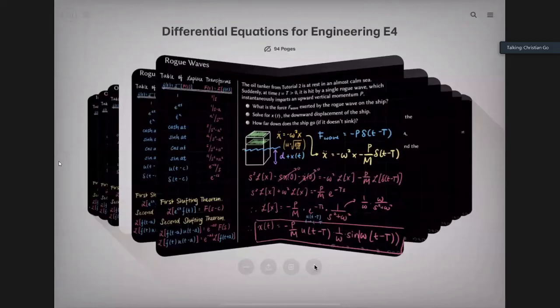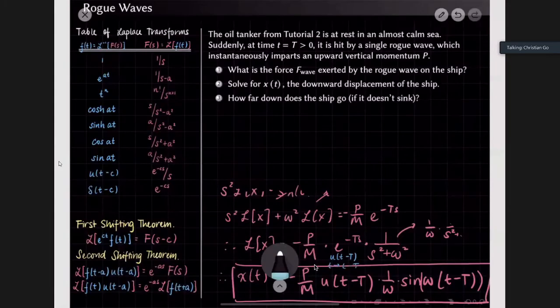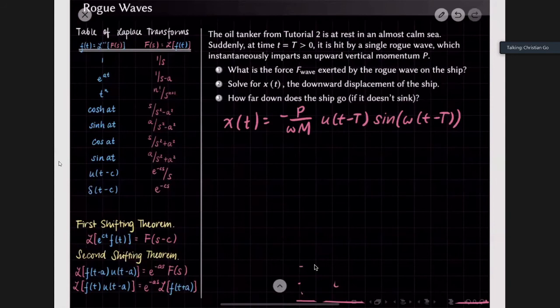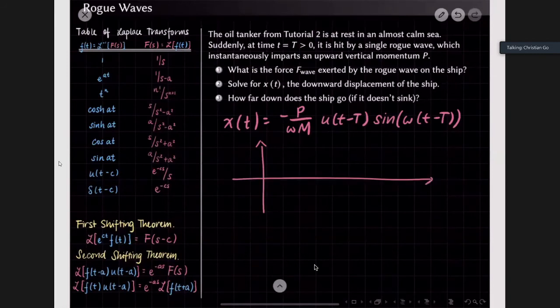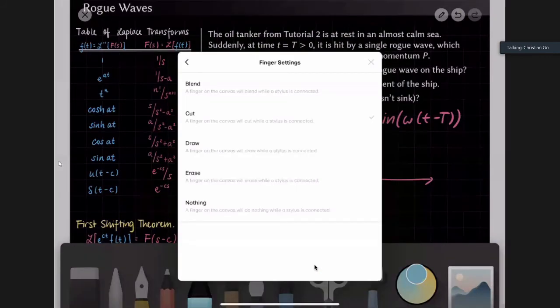Okay, I'm just going to copy this to the next page. Let's just clean that up. x(t) is equal to minus P over omega m, u(t minus big T) sine omega (t minus big T). So the first thing we ask is, does this solution make sense? What does this say? My x is going to be a sine graph that starts at big T. So it's zero everywhere because of the unit step, and then at big T, it becomes a sine graph.